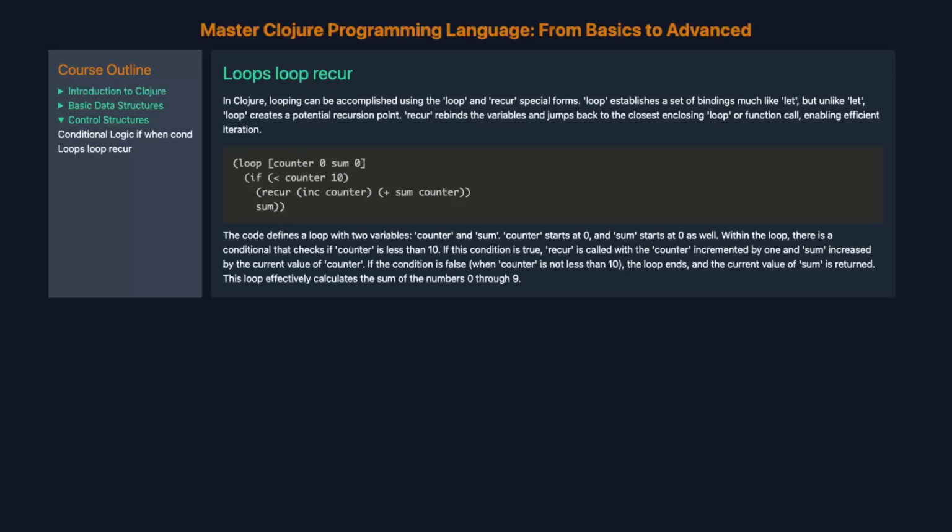The code defines a loop with two variables, counter and sum. Counter starts at 0, and sum starts at 0 as well. Within the loop, there is a conditional that checks if counter is less than 10. If this condition is true, recur is called with the counter incremented by 1, and sum increased by the current value of counter. If the condition is false, when counter is not less than 10, the loop ends, and the current value of sum is returned. This loop effectively calculates the sum of the numbers 0 through 9.